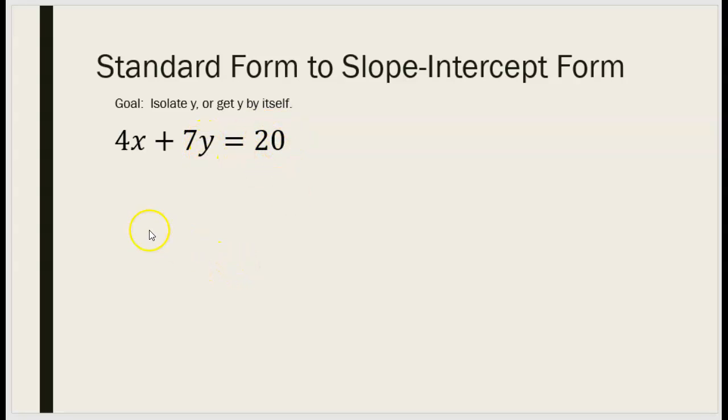Now our task is to get it in slope-intercept form. Keep in mind, slope-intercept form is y equals mx plus b. And what's characteristic of that form is that y is all by itself. So that's our goal. We're going to isolate y and get it all by itself. In order to do that, I first need to isolate the entire y term. I need to get 7y all by itself.